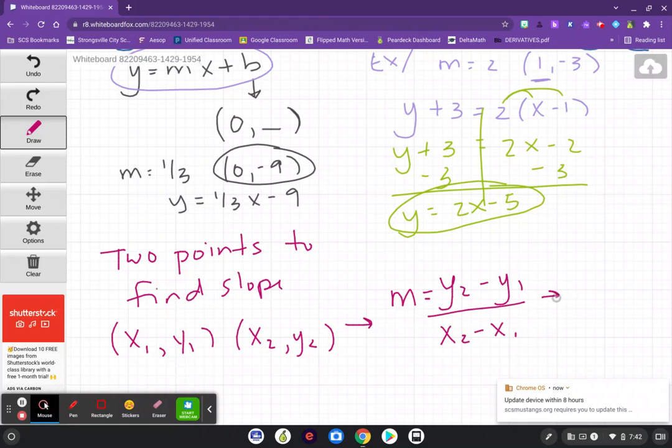In other words, subtract the y's and divide by whatever the difference is when you subtract the x's. Once I do that, then I can pick a point and use the slope and write a point-slope equation and distribute and isolate the y to get into slope-intercept form.